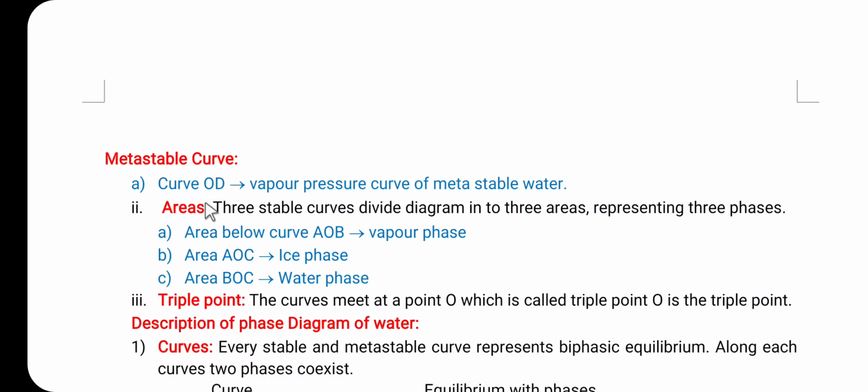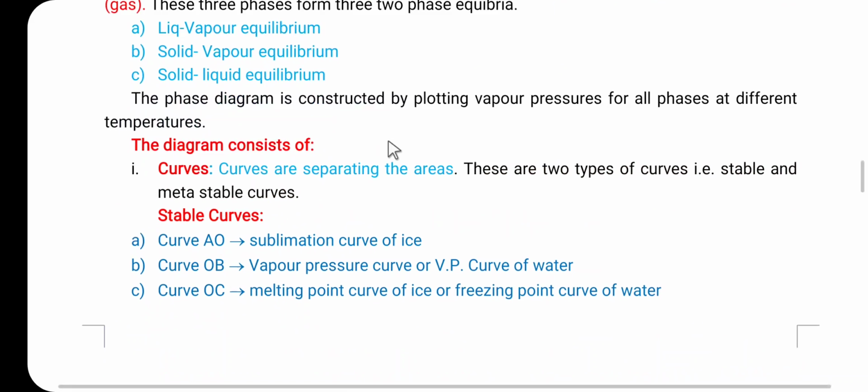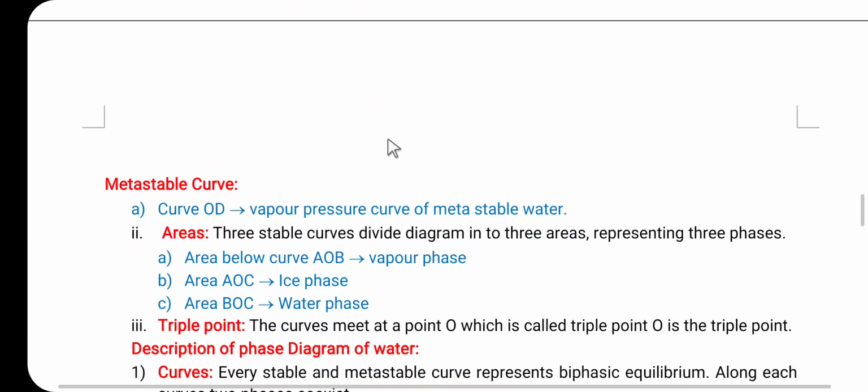There is only one metastable curve, that is OD. It is the vapor pressure curve of the metastable water. So here, the curve OD, the vapor pressure curve for the metastable water. So here are the stable and the metastable curves.